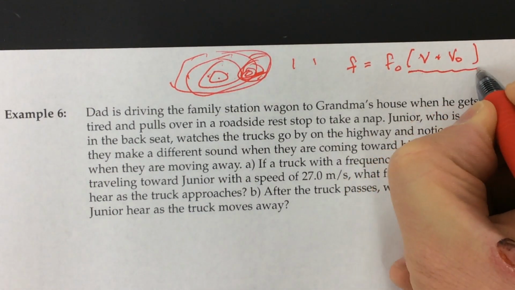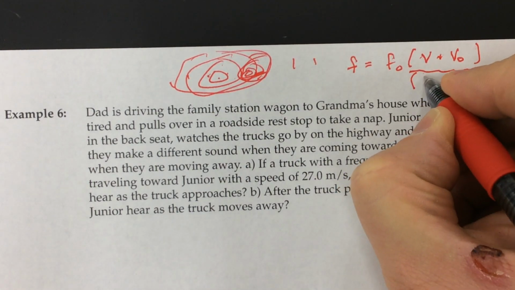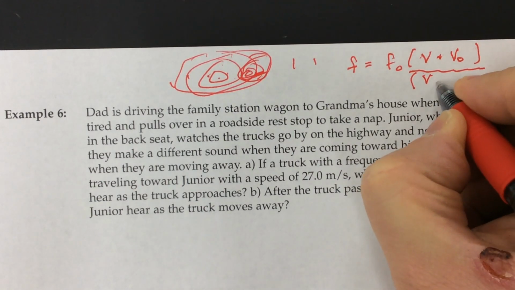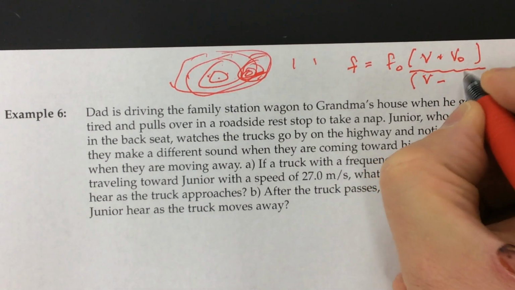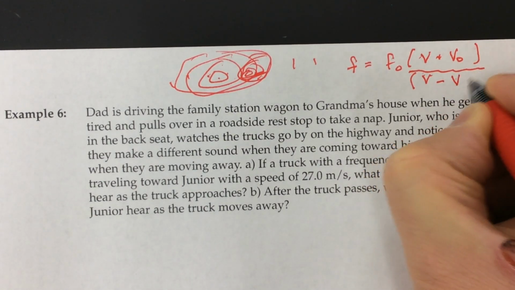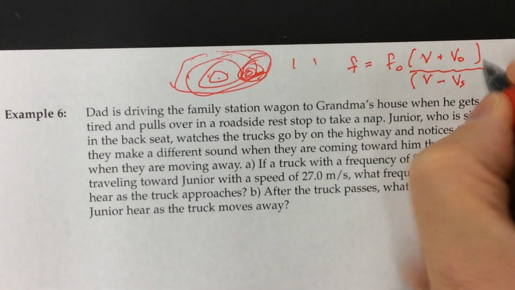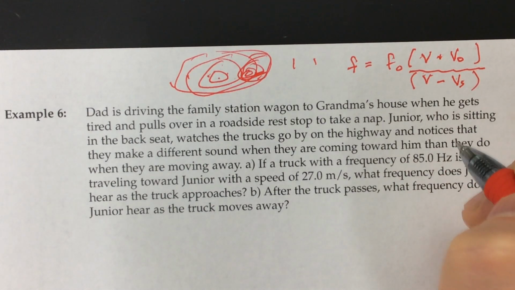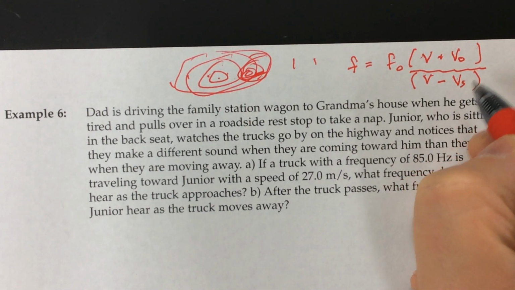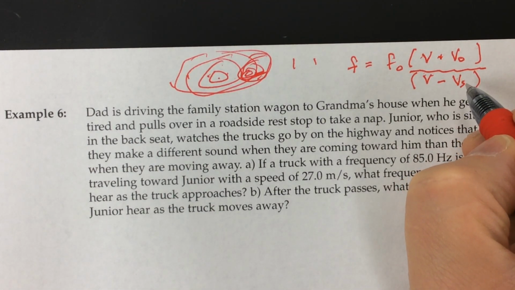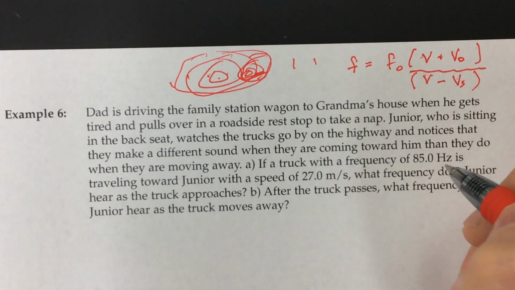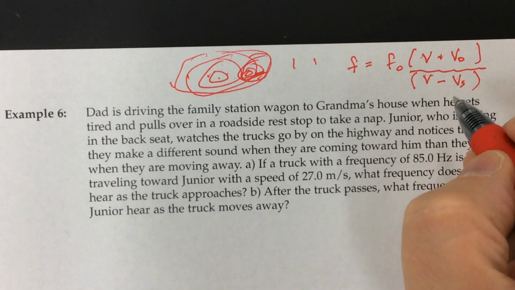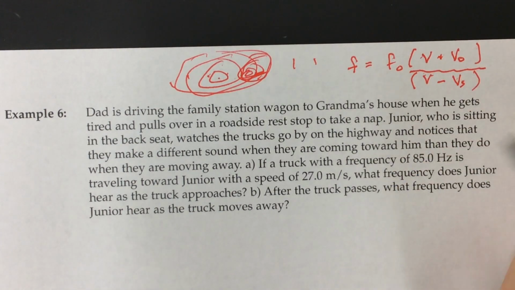Also, we're going to have that divided by, again, the speed of sound minus the velocity of the source. So for instance, if a motorcycle is the source and it's getting closer to me, then this is going to be a positive number. If it's moving away from me, that's going to be a negative number. Okay, so this will affect the frequency. Okay, so we've got a couple examples.